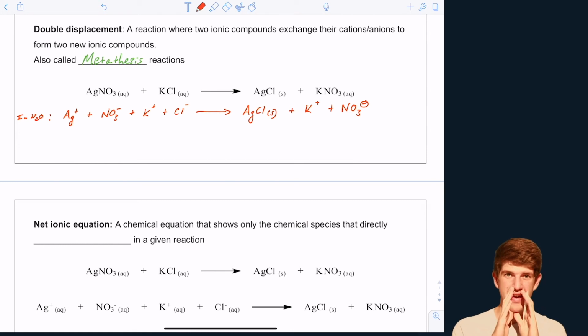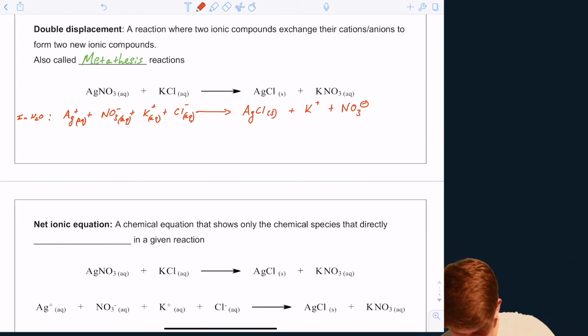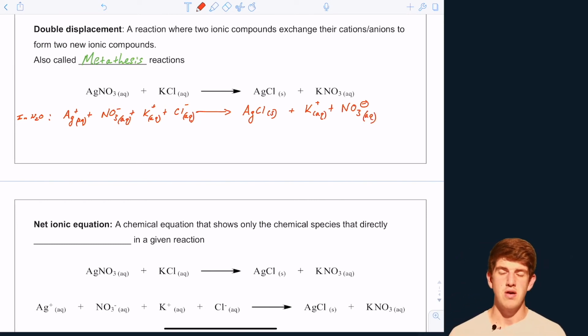Go in there and write down aqueous for me. Actually, you know what? I can't skimp on you guys. AQ, just for all of them except for AgCl. So this would be called the complete ionic equation. We have every single one of our reactants shown. But there is something called the net ionic equation.